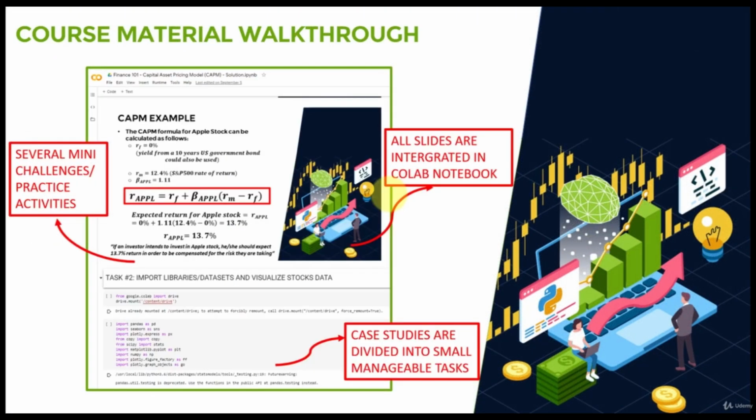So let's go ahead and cover the course materials walkthrough. As you guys can see here, we're going to use a tool offered by Google known as Google Colab, or Google Colaboratory. And Google Colab is a super powerful tool because it enables us to include everything in one place, in one stop shop, basically. So here is an example of one of the notebooks, which is entitled Capital Asset Pricing Model.